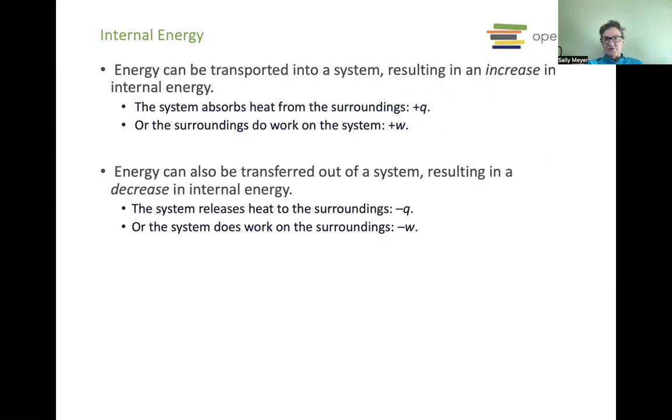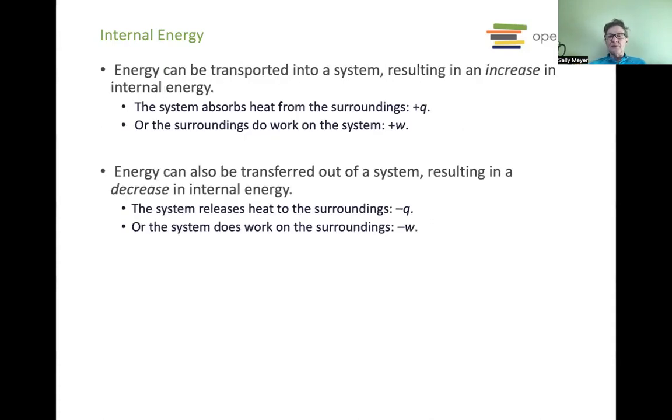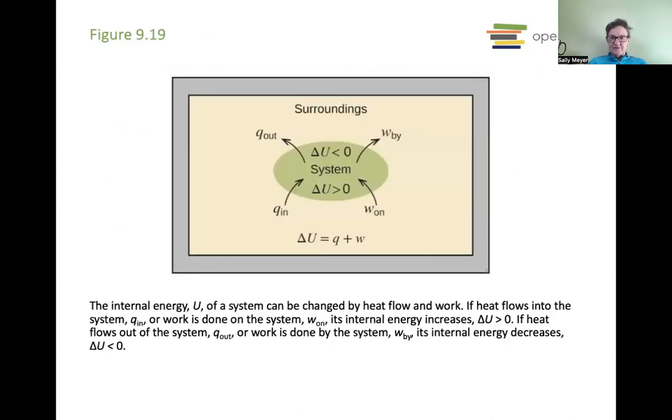So energy can be transported into a system, resulting in an increase in internal energy. So if the system absorbs heat from the surroundings, it has a positive Q, or the surroundings do work on the system, then it will have a positive work. So that will make it so that delta U is a positive number if Q or W are positive. So energy can also be transferred out of a system, resulting in a decrease in internal energy. And that would be true if heat flows out and you have negative Q, or the system does work. If the system does work on the surroundings, it's using its internal energy to do that. And so it's a negative work.